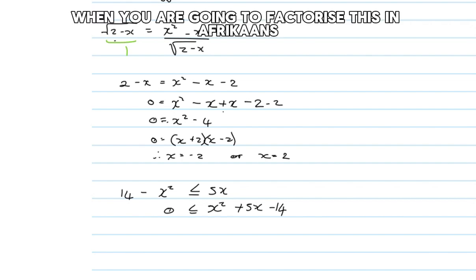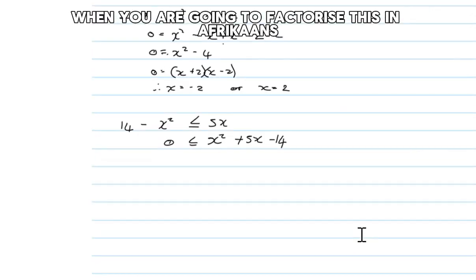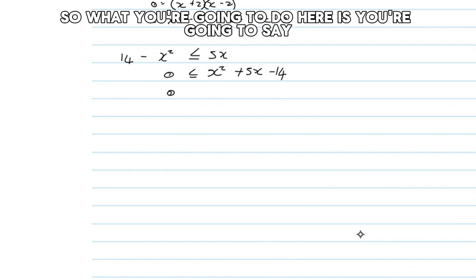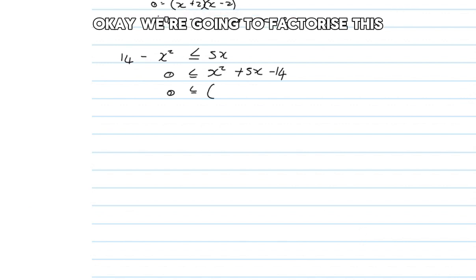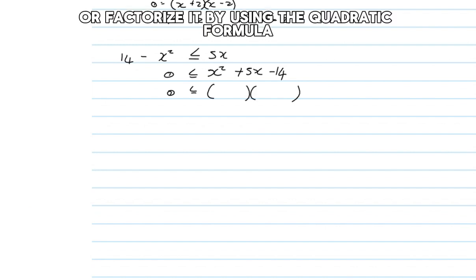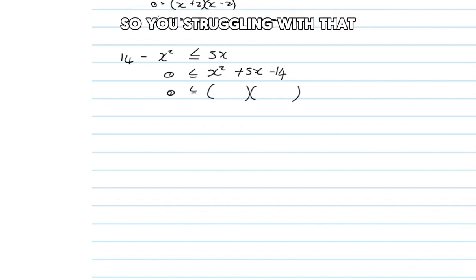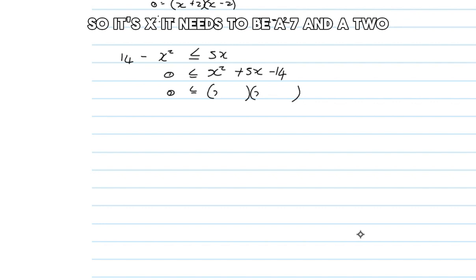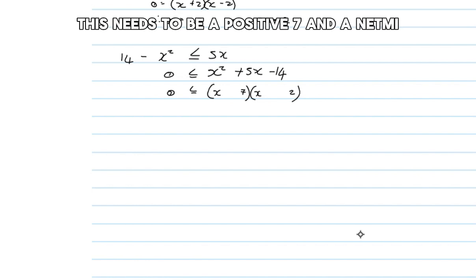Important when you are going to factorize this in Afrikaans, né, gaan ons skryf kritiese waardes. In English, so what you're going to do here is you're going to say, okay, we're going to factorize this. Now if you solve it or factorize it by using the quadratic formula, you say you're struggling with that. But I know the factors are going to be 7 and 2. Alright? So it's x, it needs to be a positive 7 and a negative 2.